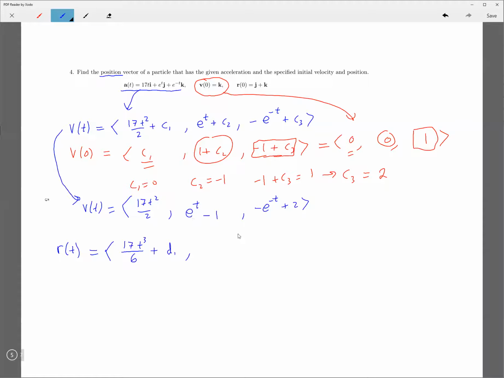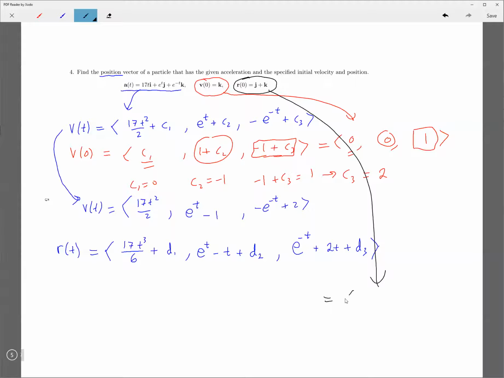Okay, so what is the integral of this one? E to the power of t minus t plus a constant. And yeah, plus d2. Okay, and then this one? Positive e to the power of negative t plus 2t plus another constant. Yes, great. And now we know that r of 0 is j plus k, which is going to be 0, 1, 1.